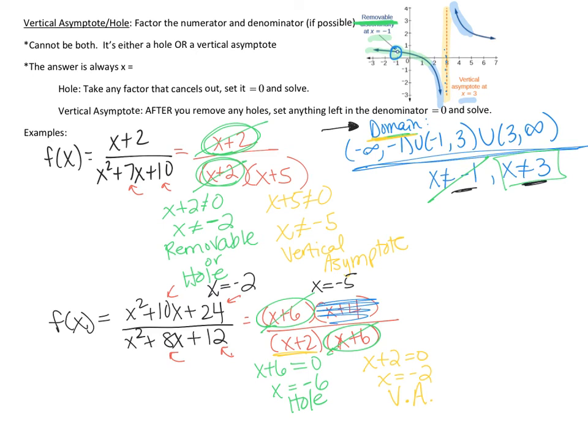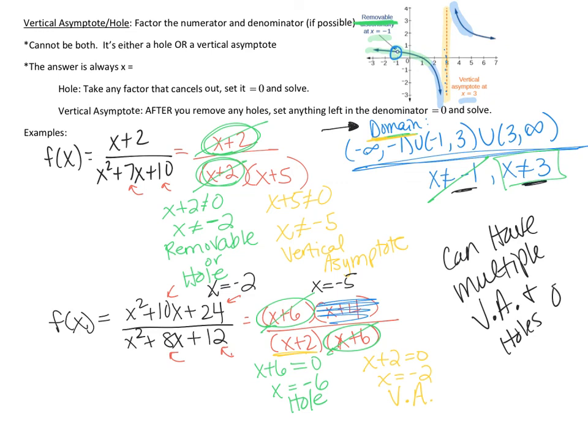Both of them are x values, so I'm looking at the domain, which means I need to factor the top and the bottom, remove anything that's in common. What's left over in the denominator would be the vertical asymptote. Now, something to remember in all of this is that I can have multiple vertical asymptotes and holes, or I can have none.